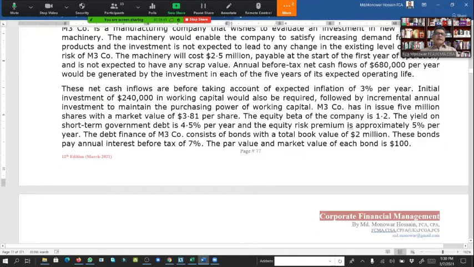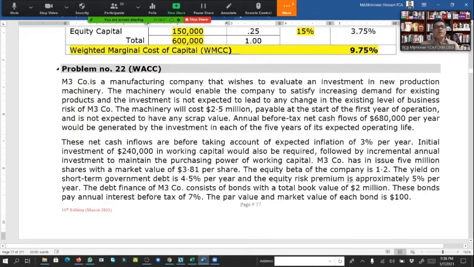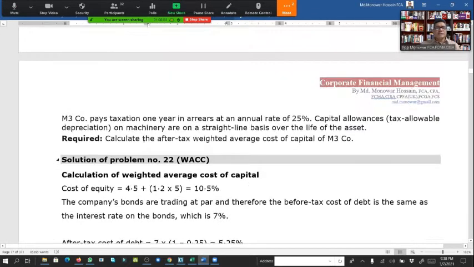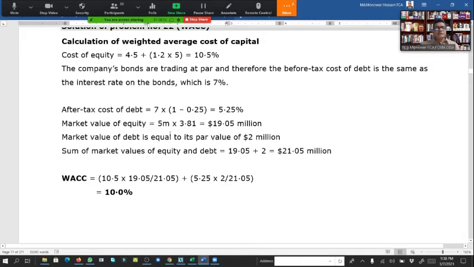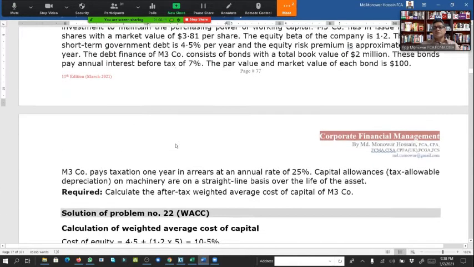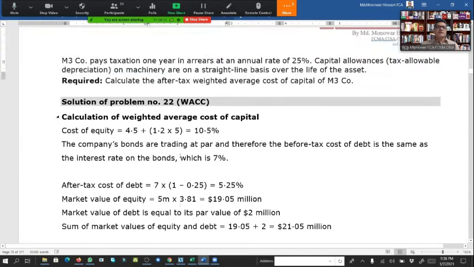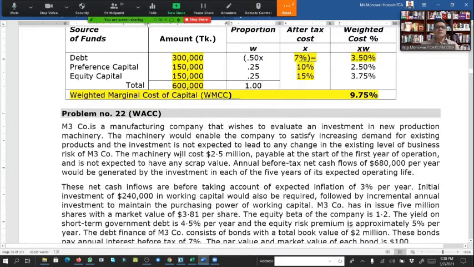And then another problem. We have some other problems here: weighted average cost of capital, and the solution is also here. It's very small. The question is big, but the answer is small. Look here, very easy. So I think you can do it yourself.